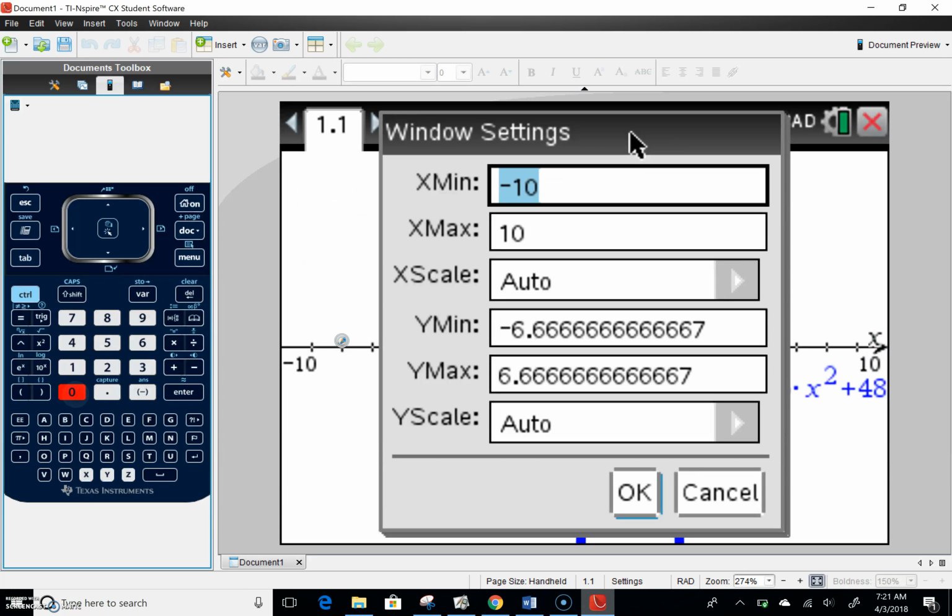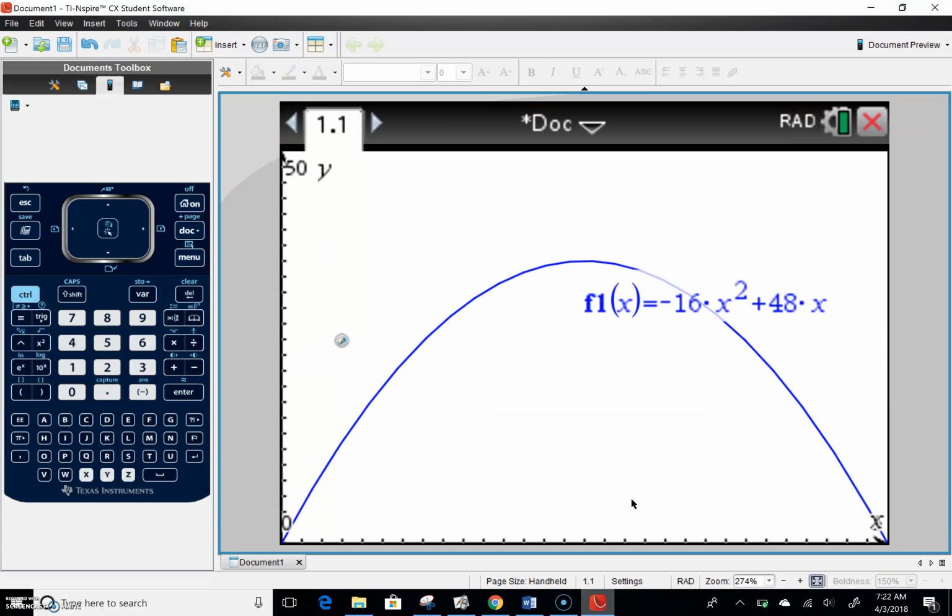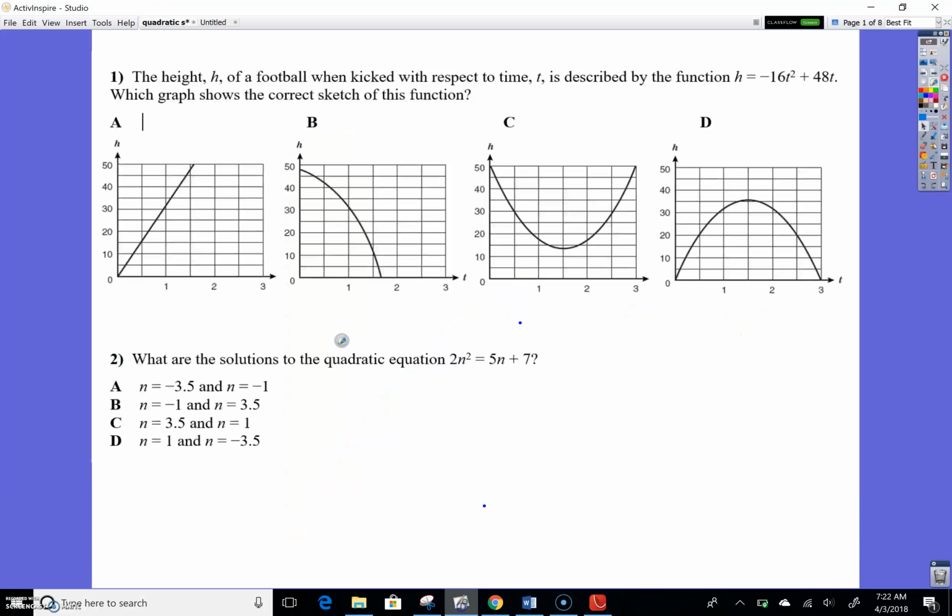X minimum is 0. X maximum is 3. Y minimum, we care about the x and the y, okay? Y minimum is 0. Y maximum is 50. I'm going to press OK. That's what the graph looks like. So which one of those graphs does it look like? Oh, it looks like D.